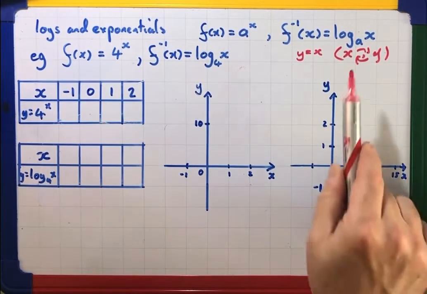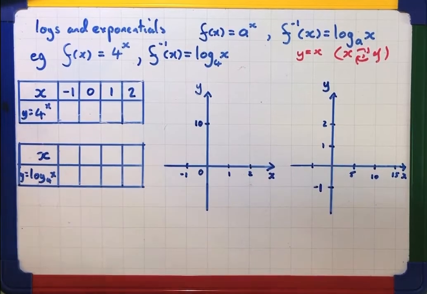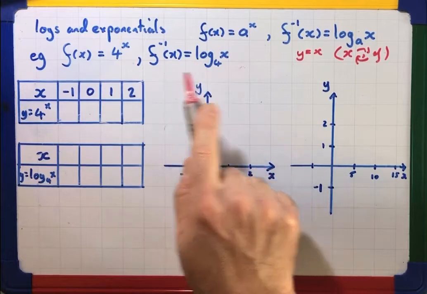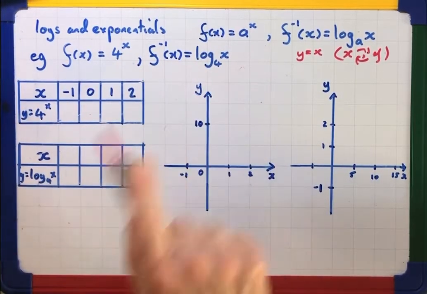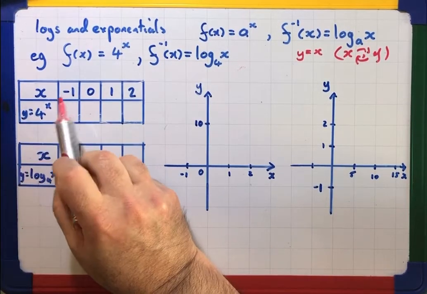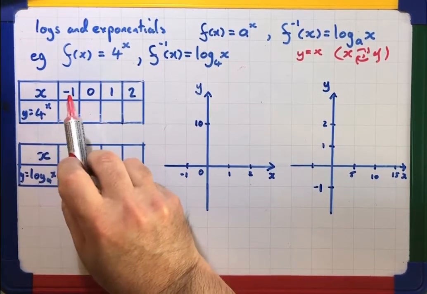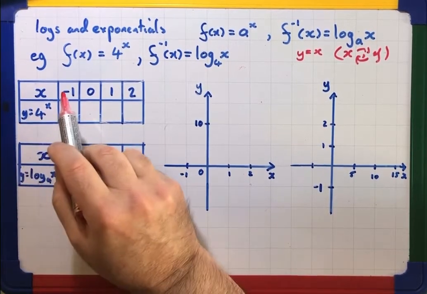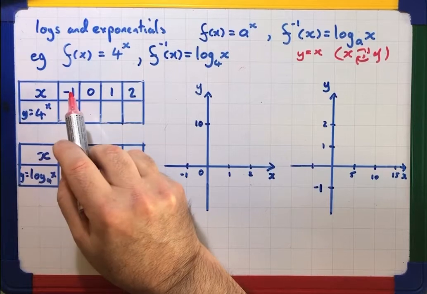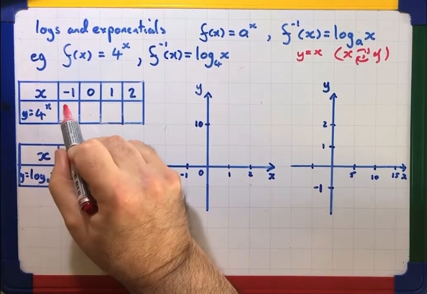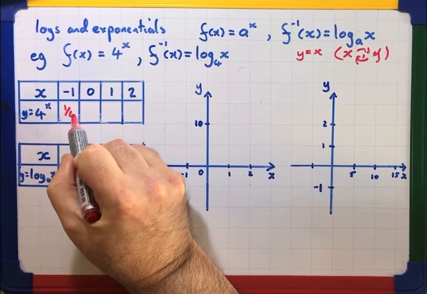So I've told you that because we're going to have a look first of all at the graphs of this and then some easy conversions using logs and exponentials. But first things first, we're going to have a look at the graphs. Now, remember, it's the power. So if I said x is minus 1, if we're dealing with 4 to the power x, 4 to the minus 1 is the same as 1 over 4, which is a quarter.